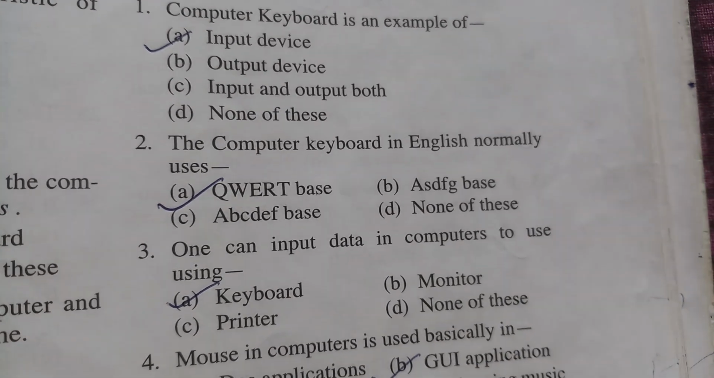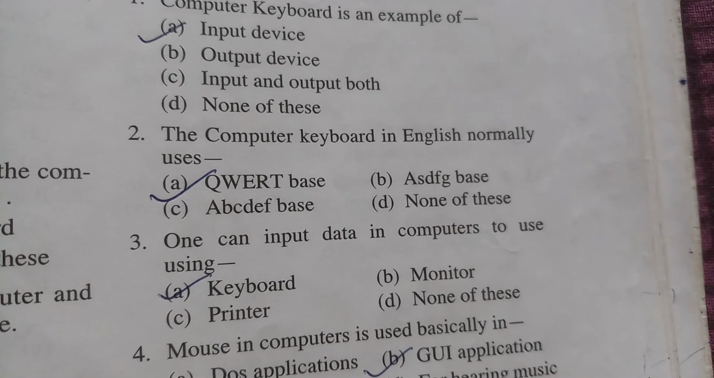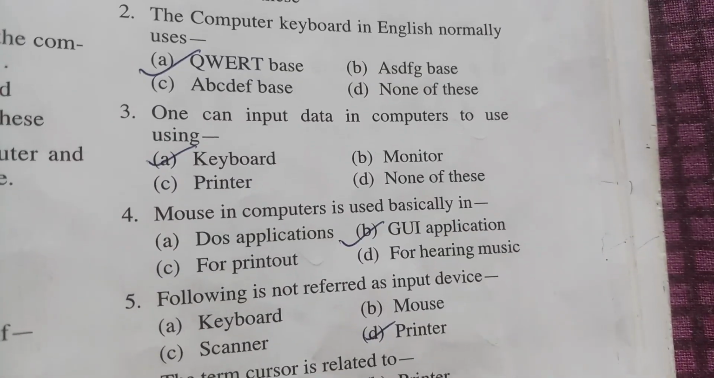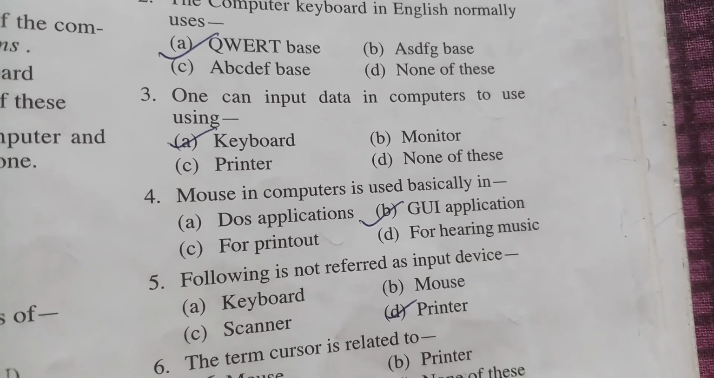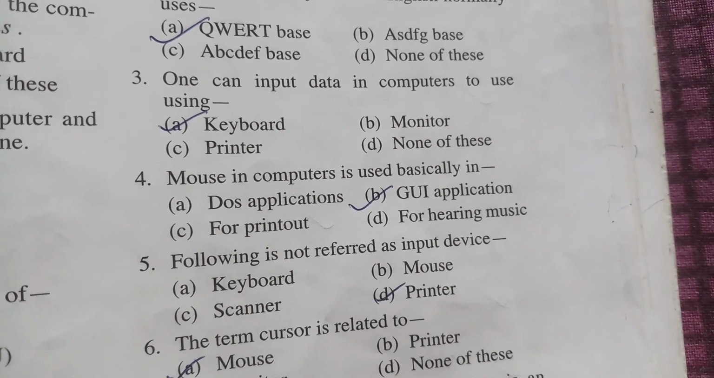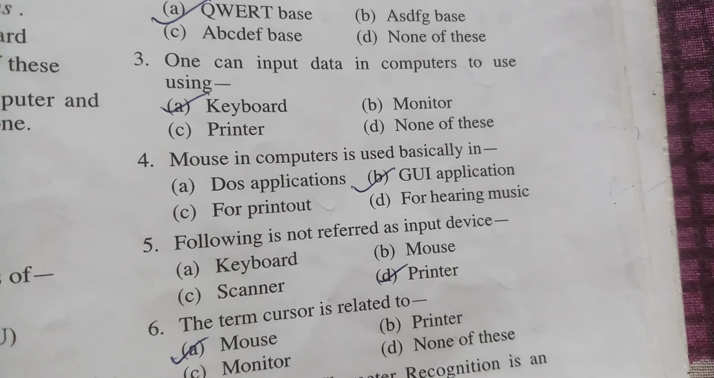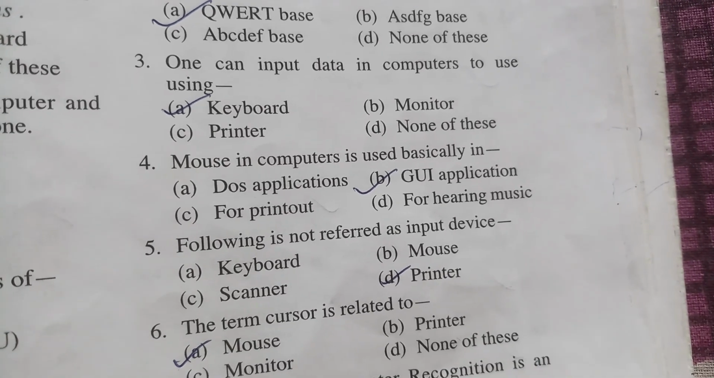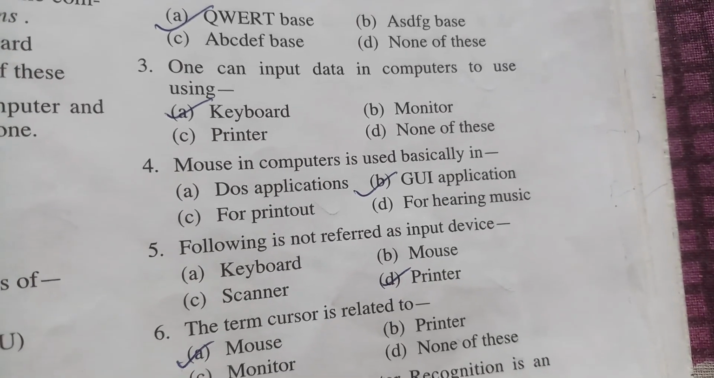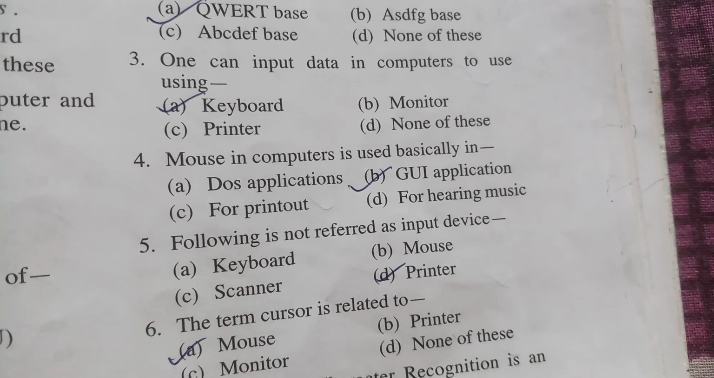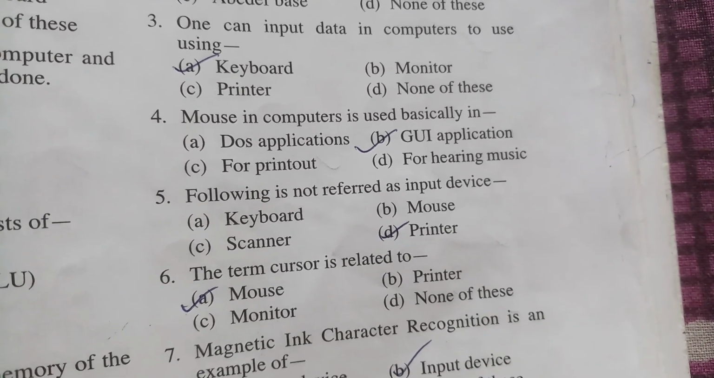The computer keyboard in English normally used QWERTY based. One can input data in computer using keyboard. Mouse in computers is used basically in DOS application, GUI application, for printout, for hearing music. Answer GUI application. GUI এর পুরো ফুল ফর্ম হচ্ছে গ্রাফিক্যাল ইউজার ইন্টারফেস.